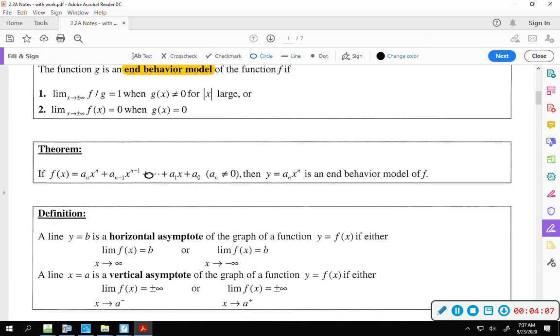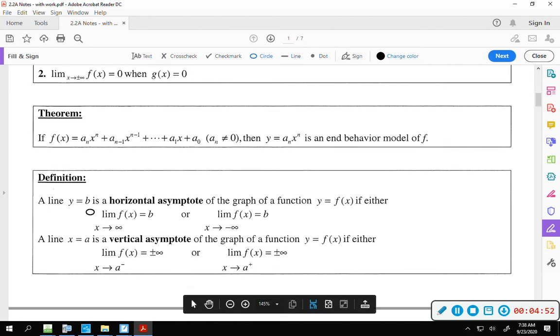If f of x equals this, I know there's a lot of letters in here, it can be confusing. This is just an arbitrary polynomial function. Where this first term here is called the dominant term because it has the largest exponent, because the exponents are going down by 1 in a polynomial function. Then the dominant term is the end behavior model. So if we had f of x equals 3x to the 5th minus 4x to the 4th plus 2x cubed minus 7x plus 5, as x goes to plus or minus infinity, the only term that's going to matter is going to be that first term, the most dominant term. That is the end behavior model.